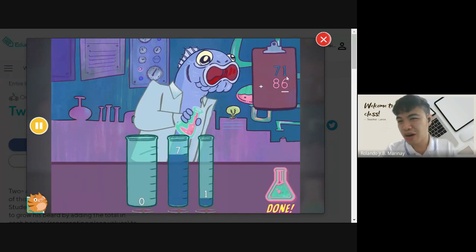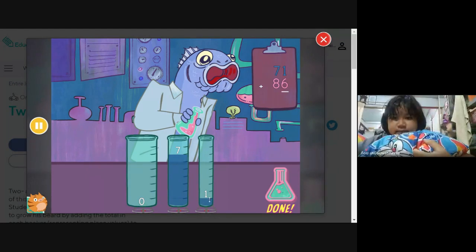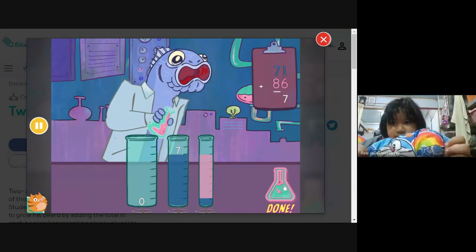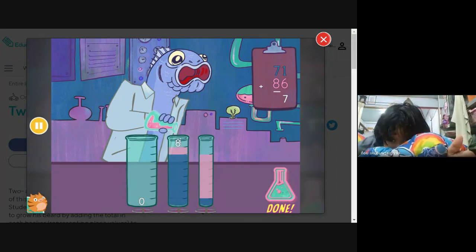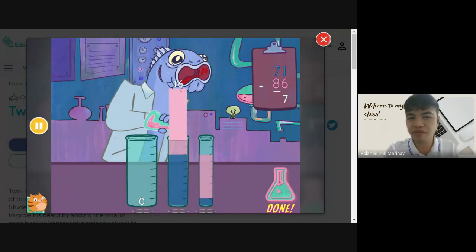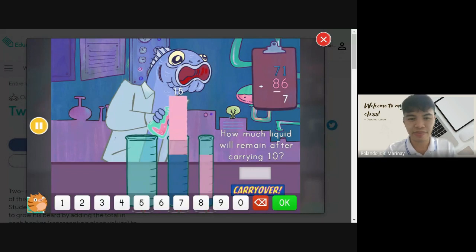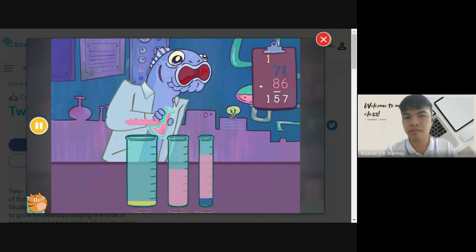Okay, 1 plus 6 equals 7. So we're going to, okay, 7 plus this 8 is going to be an interesting formula. 15. Keep going. So we're going to drag it up to 15. It's overflowing! Let's carry 10. How much is left over after we carry? Okay, we're going to carry 5. A chemical reaction is about to occur!